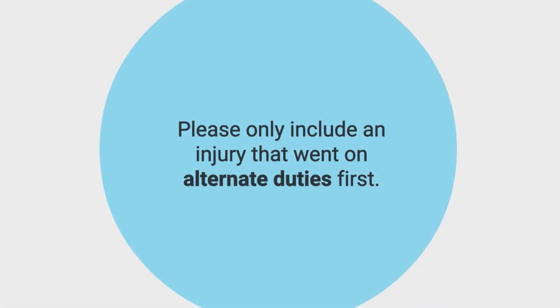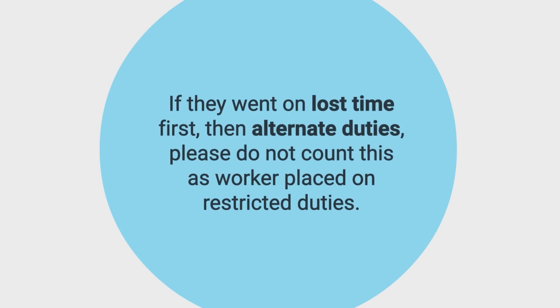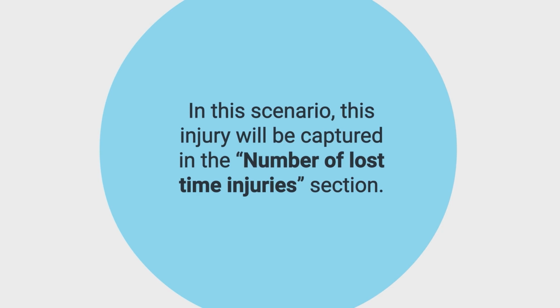Please only include an injury that went on alternate duties first. If they went on lost time first, then alternate duties, then please do not count this as a worker placed on restricted duties. In this scenario, the injury will be captured in the Number of Lost Time Injuries section.